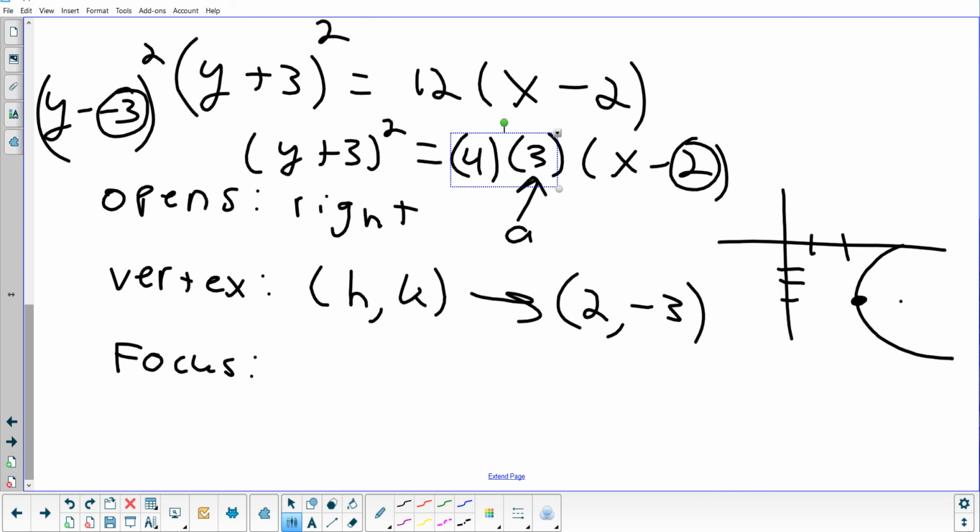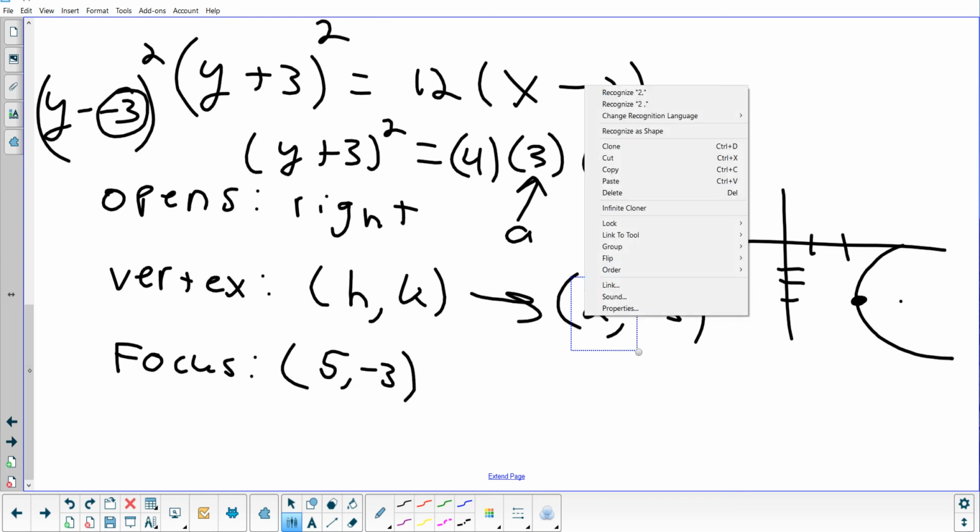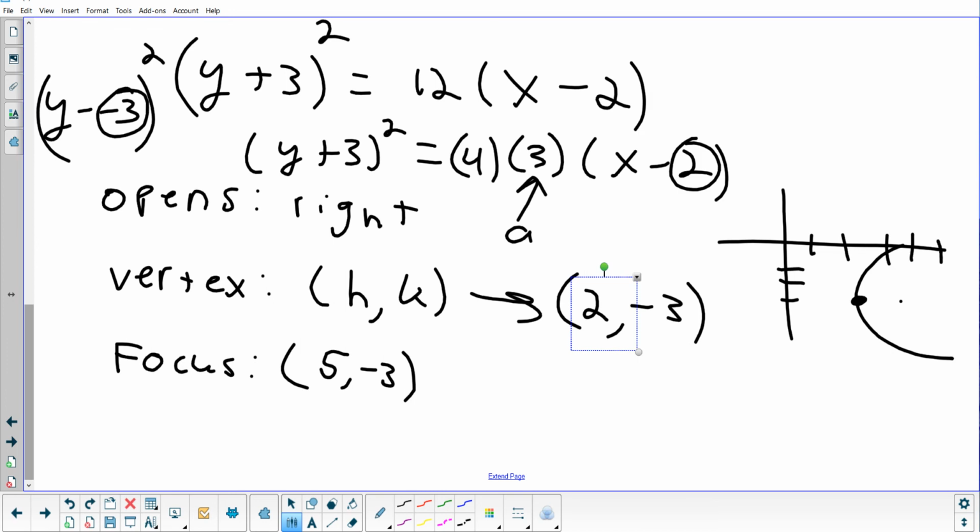So, if you shift this coordinate 3 units to the right, what would it be? 5, -3. Oh, yeah, that makes sense. Plus 3 to that. So it'd be over here. 5, -3. All right, so that's working backwards from an equation to figure out those numbers. Any question on that?